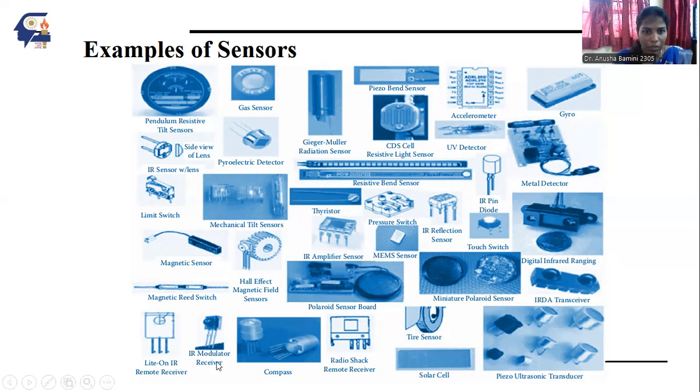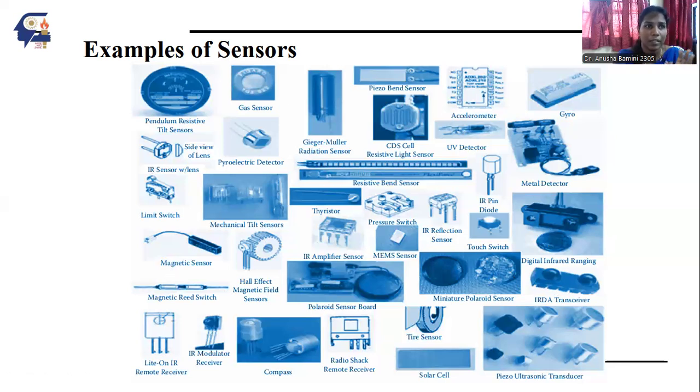Amplifier, we know. Okay, this is a somewhat different kind of sensor. Light on IR remote sensor, then solar cell, and tire sensor. To maintain or check the quality of the tire, we can use this kind of tire sensor. Okay, then IRDA sensor, digital infrared, pin diode sensor, reflection sensor, and gyro sensor. These all are some examples of sensors.